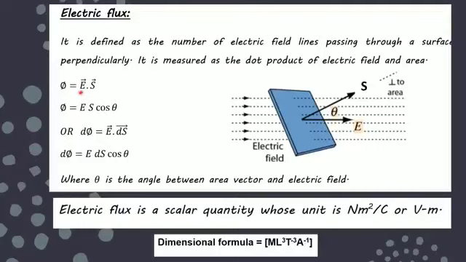You can write its unit. For electric field, it is Newton per coulomb, and for area, it is meter square. So the unit is Newton meter square per coulomb. Or you can write it in terms of volt meter also, which you will understand when we talk about potential. You can always calculate the dimensional formula by putting the dimensions of E and the area vector, which comes out to be ML3 T minus 3 A minus 1.